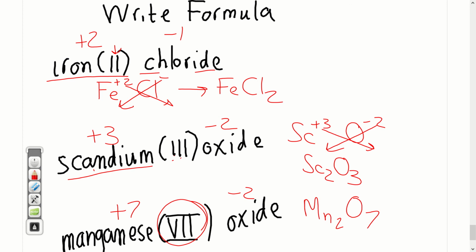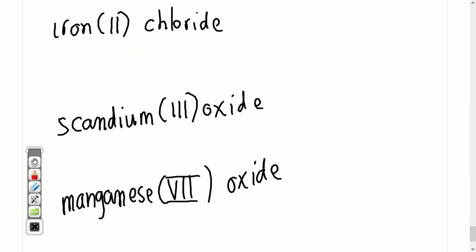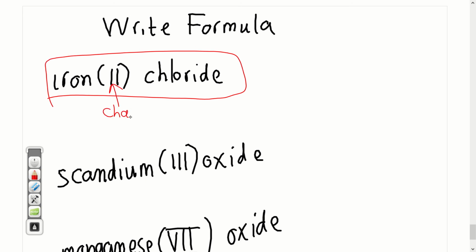So that's basically what you're doing with writing formulas for transition metals. In physical science, you're not going to have to go the other way. That would be more of a chemistry thing where you have to figure out the charge. If they happen to give you a name with the Roman numeral after it, you know this is the positive charge of the atom. And that is it. Thank you very much.